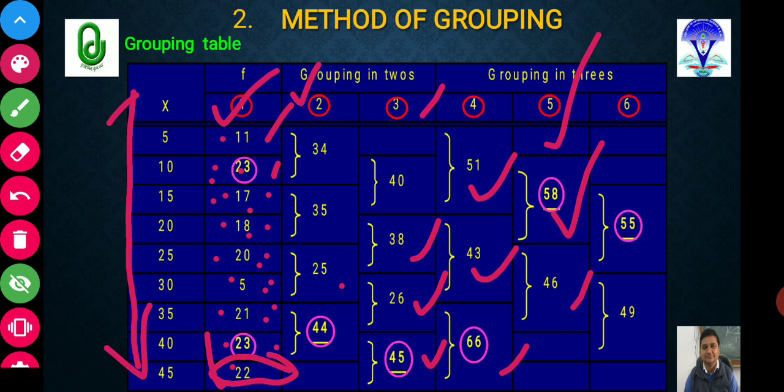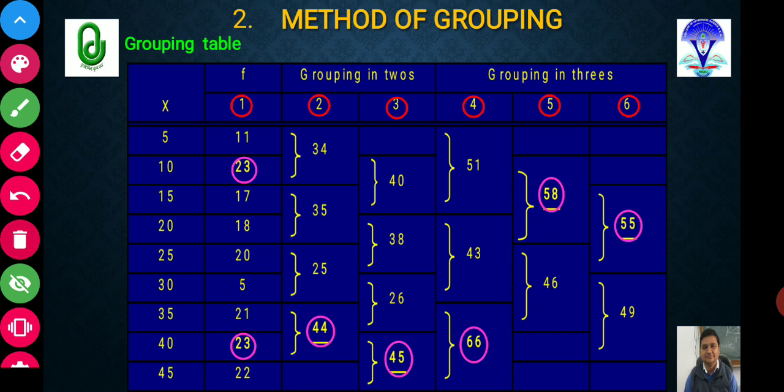Similarly in the next column, column 6, we have to group in 3 but starting from the third value, that is 17. So 17 plus 18 plus 20 is equal to 55. The next, 5 plus 21 plus 23 is equal to 49, and lastly you simply ignore the value 21 because we are not getting the third group of 3.